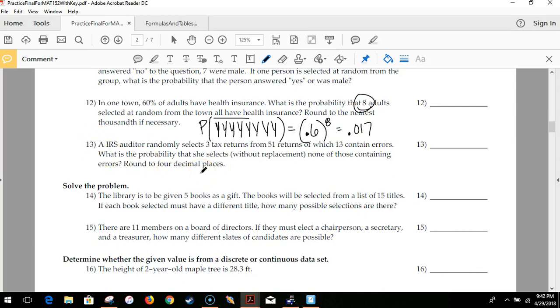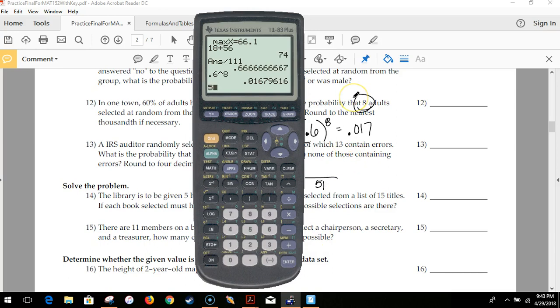IRS randomly selects 3 tax returns from 51. Of the 51, 13 have errors. What's the probability that, without replacement, none of the ones that you pick have errors? Well, you go into the bag that has 51 names. 13 have errors, so that means 38 don't.